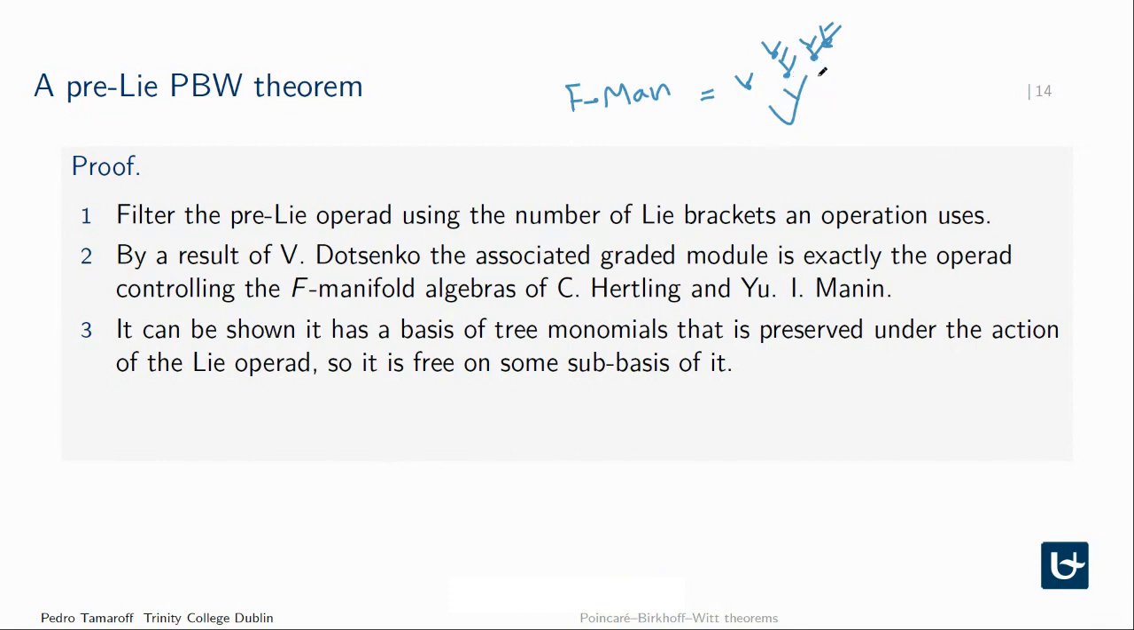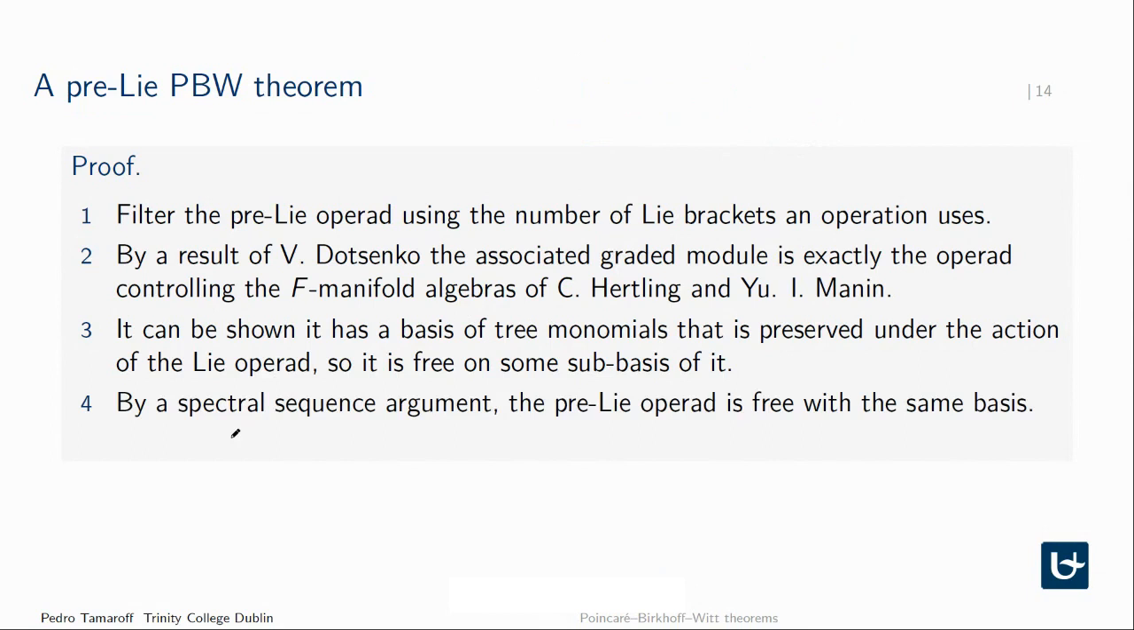Now, I sort of need to trim the trees and remove the Lie part at the top, and whatever remains here, which is not so easy to pin down in this case, because again this operad is a bit more complicated, gives me a basis. And again, by this spectral sequence argument, the pre-Lie operad itself is free.